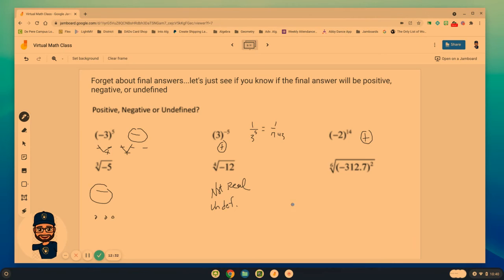Undefined. The sixth root of a negative number squared. Oof. Well, if we follow order of operations, we've got to take this number and square it. Anytime we take a number and square it, that number times itself, it's going to become a positive value. And then I'm taking the sixth root of a positive number, which makes this positive as well as a final answer. Okay, and so that's what you're going to be working with when we come time to test on Thursday in terms of, can you tell me if it's positive, negative, or undefined?